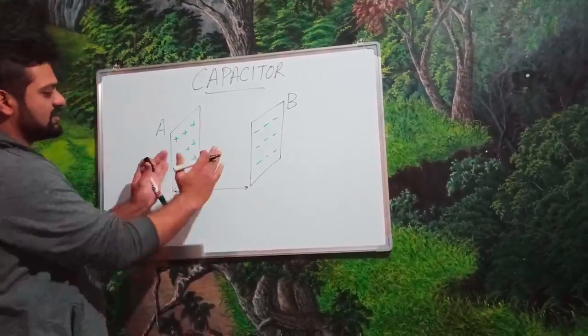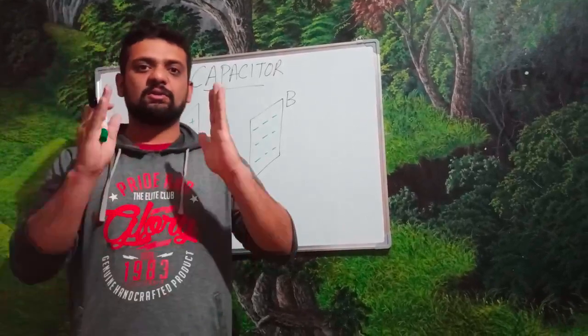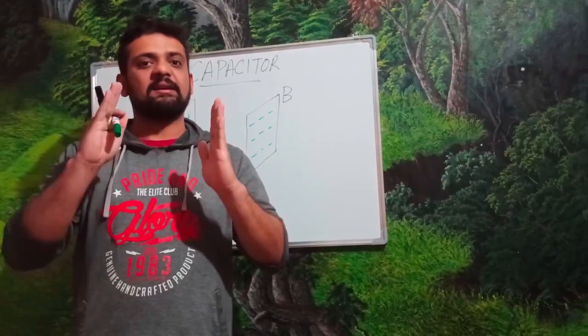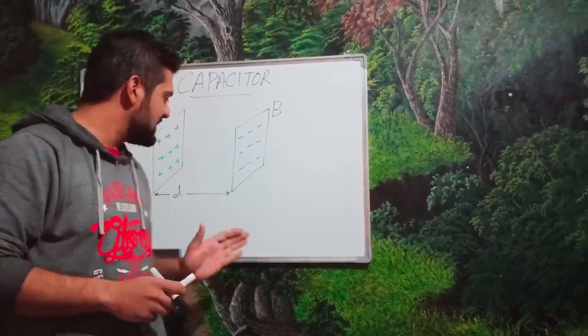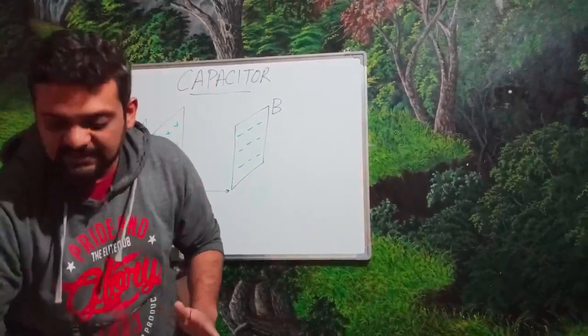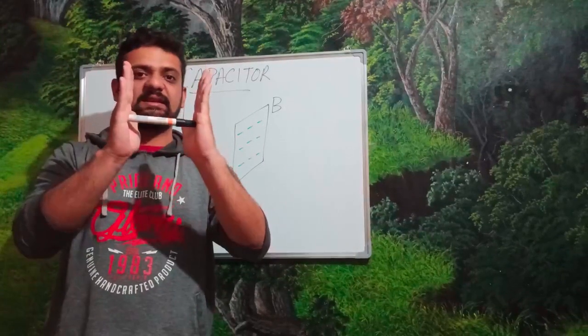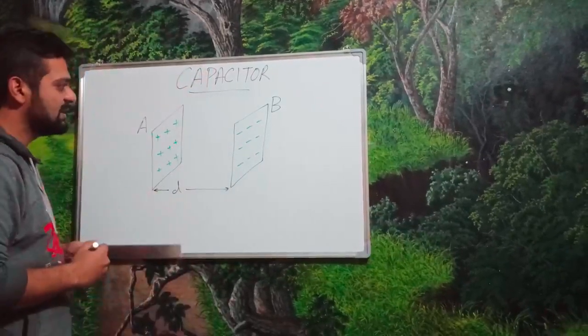So in this case, these two plates happen to be storing different charges, different in nature. That is, one plate is storing positive and the other plate is storing negative charges. And the distance between these two plates, that is this distance, is represented by small d.